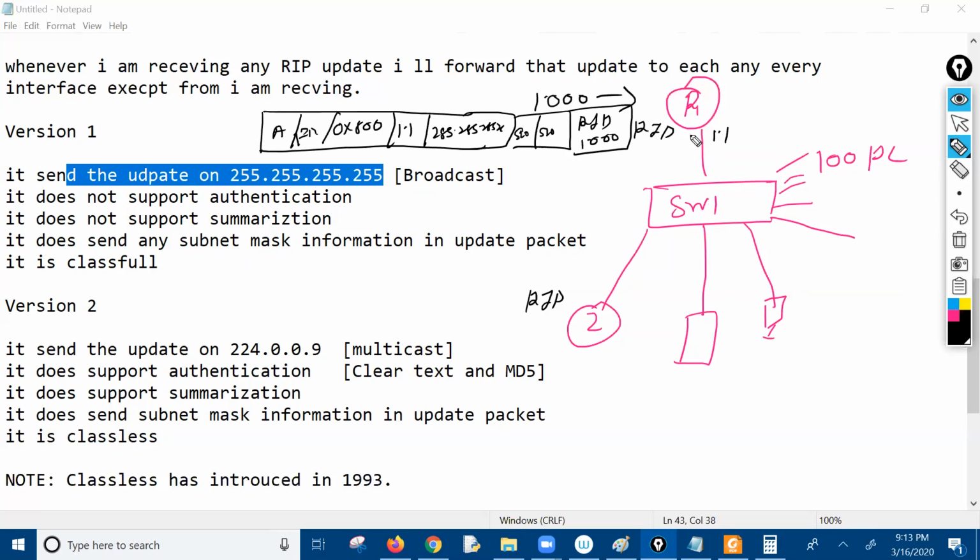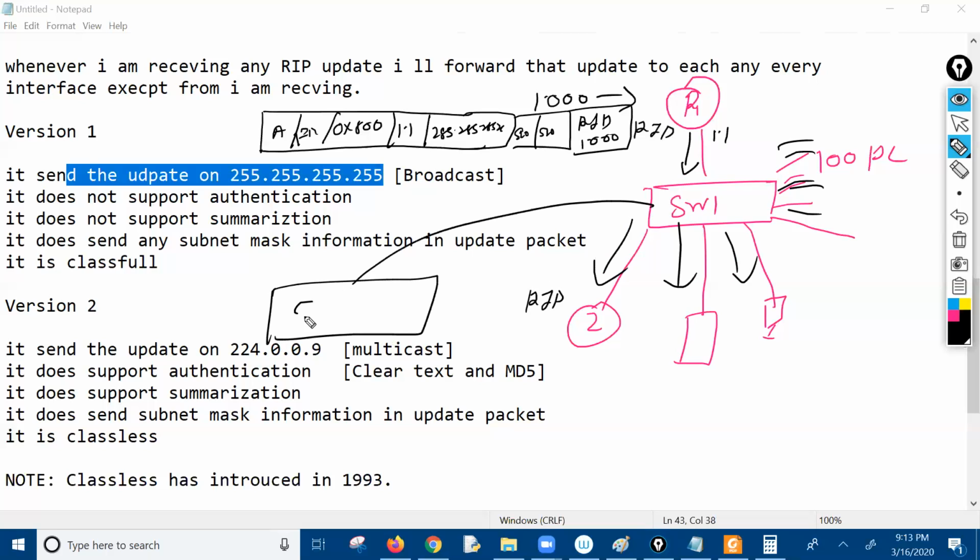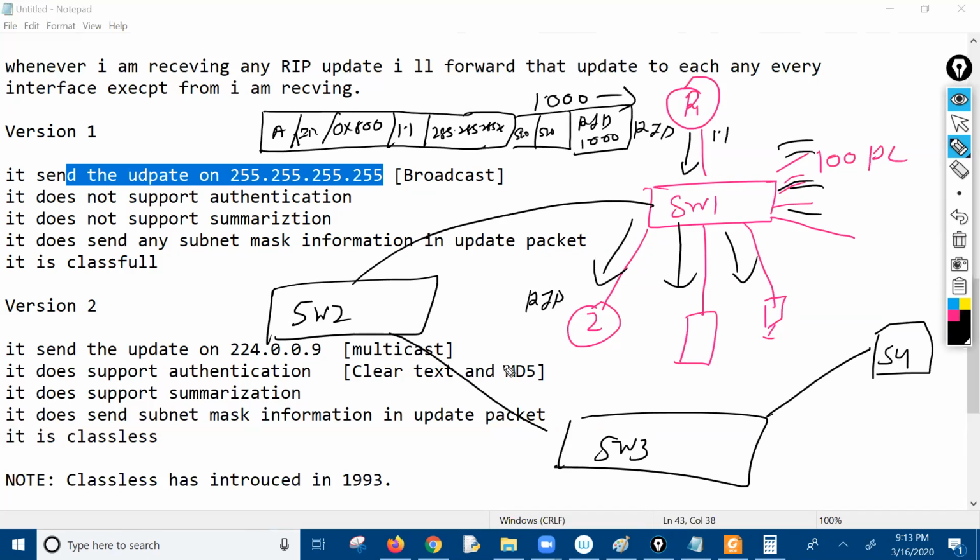This packet comes to switch 1. What will switch 1 do now? Switch 1 sees a broadcast packet. Okay, let me flood this packet to each and every interface. Can you imagine if you have 100 PCs, all 100 PCs can receive this information, right? And if this switch has connectivity to different switches, switch 2, and switch 2 has connectivity to switch 3, and switch 3 has connectivity to switch 4, whatever LAN users are on switch 2, switch 3, switch 4, all of them will receive this update.